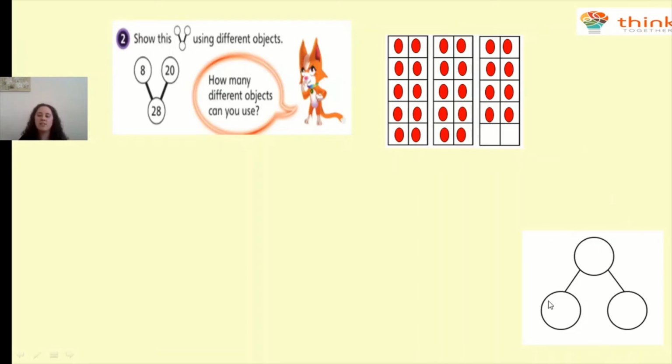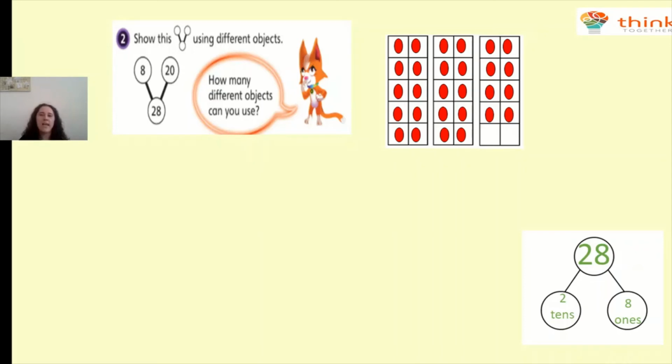Right, now let's use our part whole model again. Before we split it into the numbers 20 and 8. So this time we're going to split it into how many tens and how many ones. So could you tell me how many tens and how many ones are there in 28? Fantastic, there's 2 tens and 8 ones. Right. Now, let's think of another way that we could represent 28.